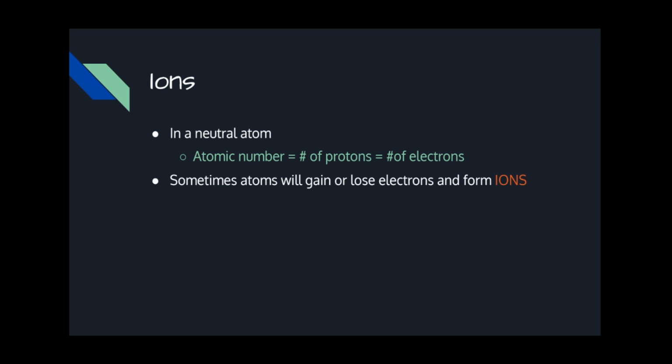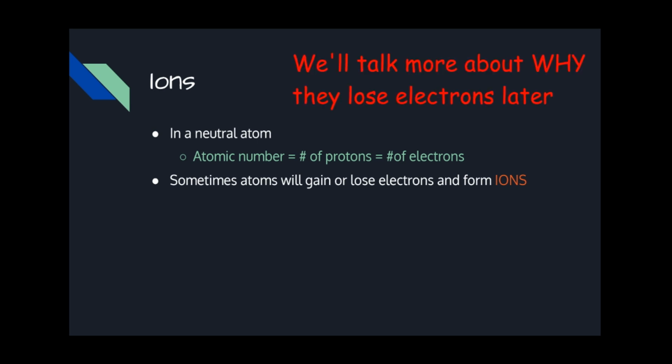Sometimes what happens is that atoms will gain or lose electrons and form what we call ions. Now, atoms will not lose protons. They will not gain protons because that changes the element. That's a totally different thing that we'll talk about in the springtime. For right now, atoms can only gain or lose neutrons. That's what makes them isotopes. Or electrons. That's what makes them ions.